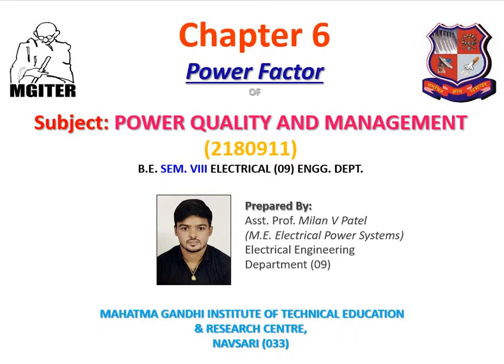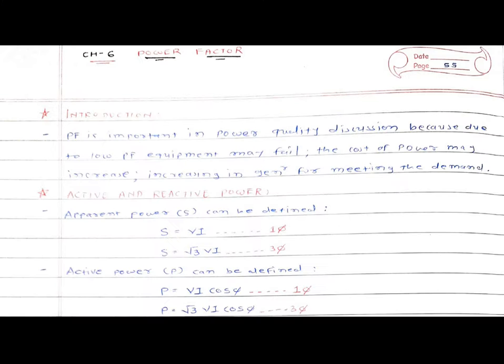Today we will discuss chapter number 6, Power Factor, from the subject Power Quality and Management, having subject code 2180911 of the BE Semester 8 Electrical Engineering Department. So today we will discuss chapter number 6, power factor.